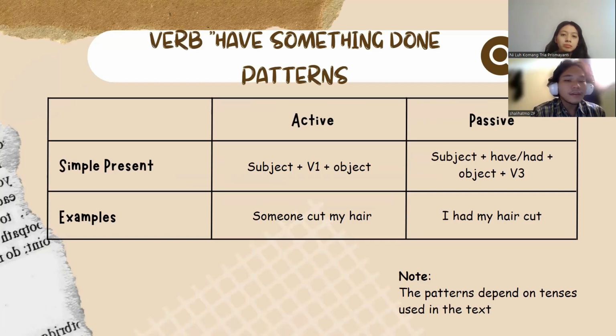Simple present, active: subject plus verb 1 plus object. Passive is subject plus have or had plus object plus verb 3. The example, active: someone cut my hair. Passive is I had my hair cut. The pattern depends on the tense used in the text.